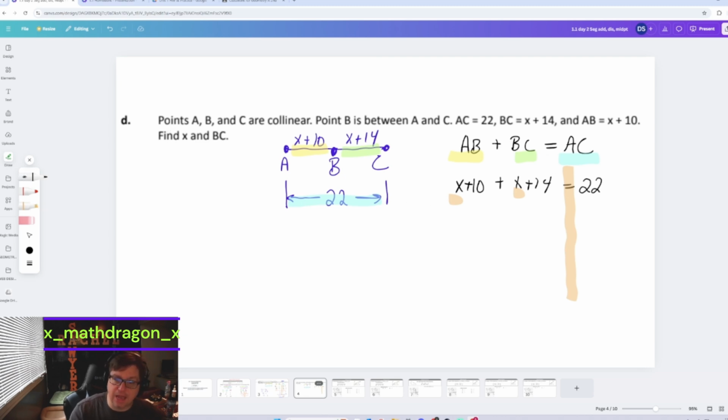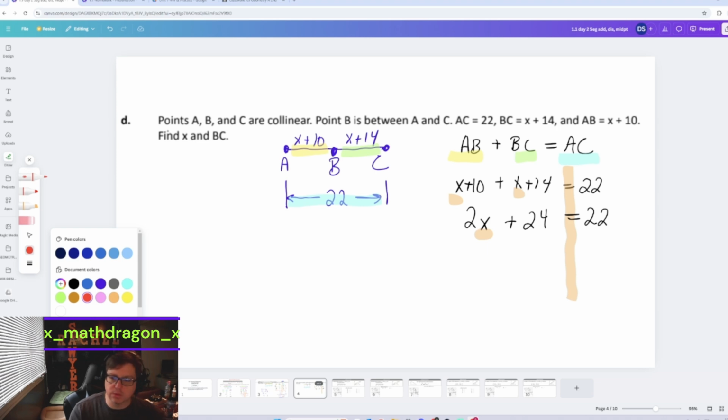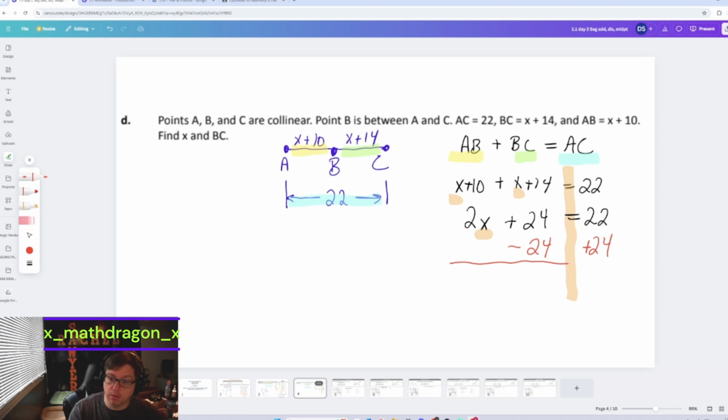But now look at these highlights. The x's are on the same side of the equal sign. So put them together. 1x plus 1x is 2x. 10 plus 14, 24. And set it equal to 22. Now there's only one highlight. So that tells me I need to get rid of the 24 and the 2 because those are numbers that are on the same side of the equal sign. So let's start with the plus or minus number. So because it's plus 24, I'm going to start with that one and subtract it so that I get 0.